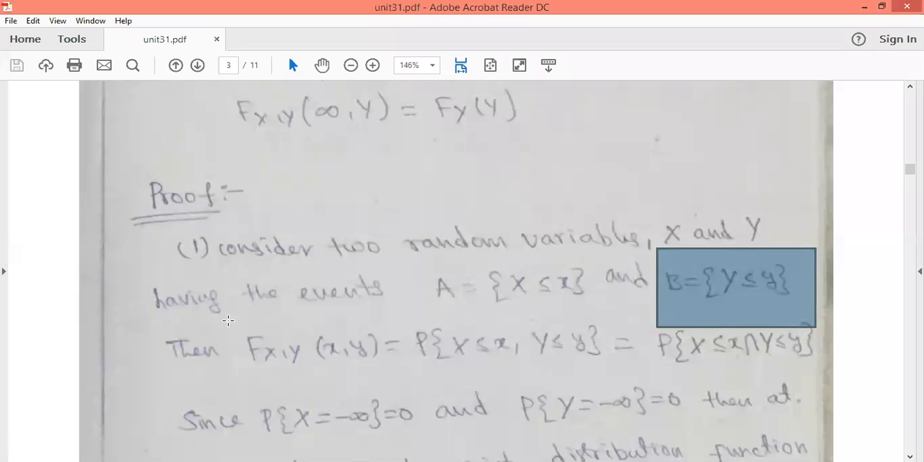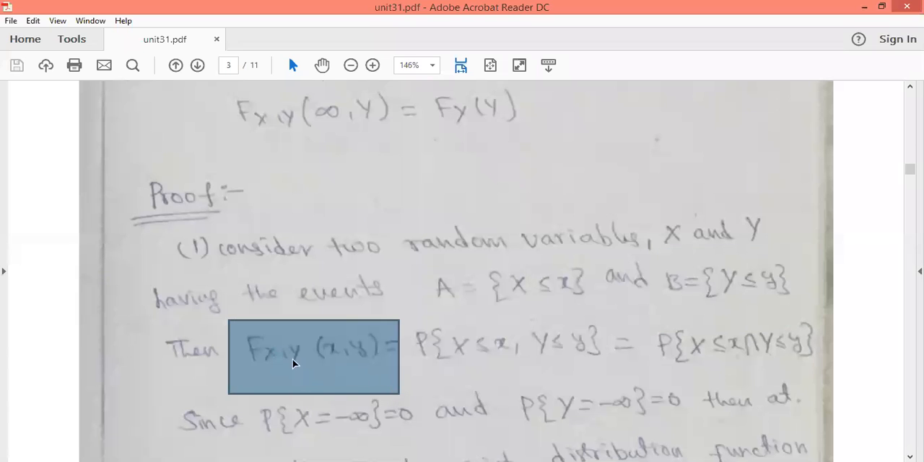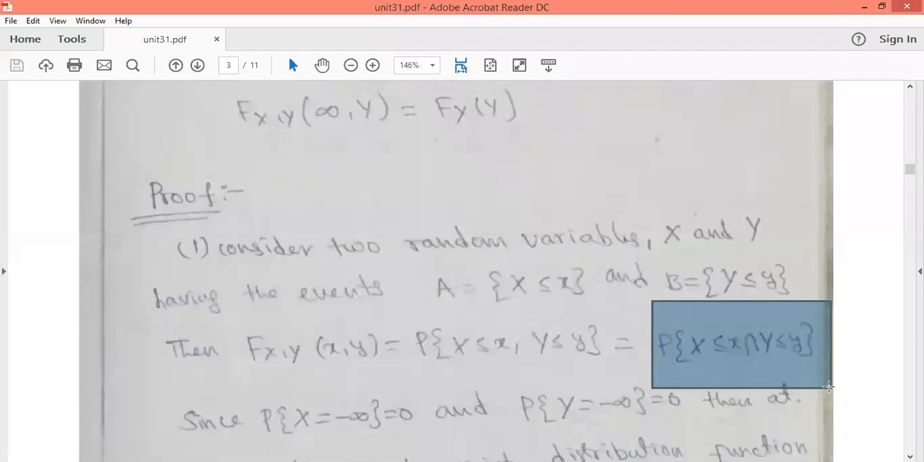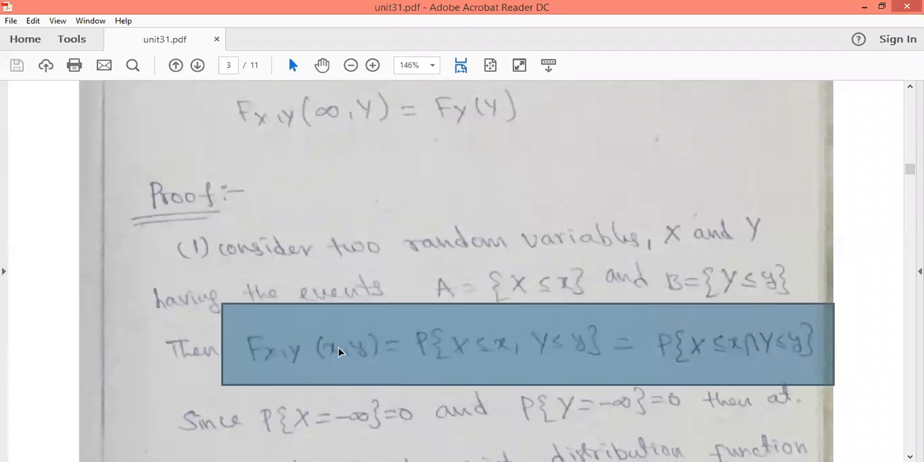Now what is the joint probability distribution function? F_XY(x, y) is equal to the probability of X ≤ x and Y ≤ y. That is equal to the probability of X ≤ x intersection Y ≤ y. This is the definition of the joint probability distribution function. That is, F_XY(x, y) is equal to the probability of X ≤ x, Y ≤ y, which is equal to the probability of X ≤ x intersection Y ≤ y.